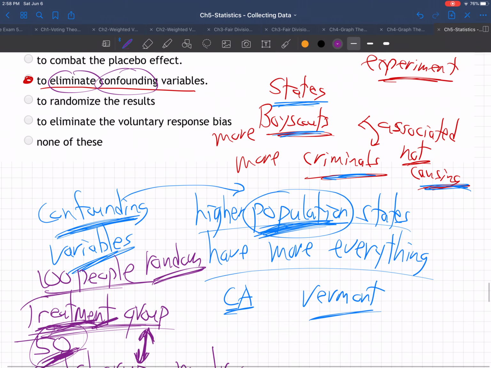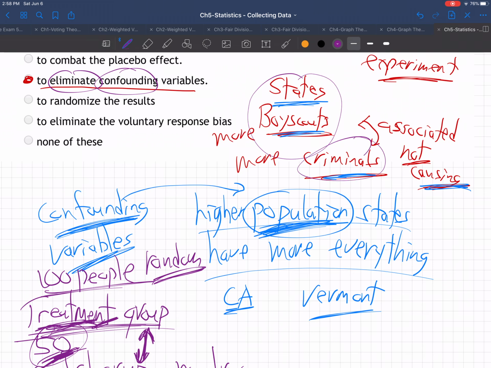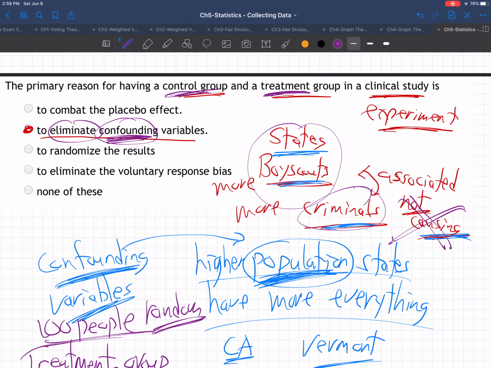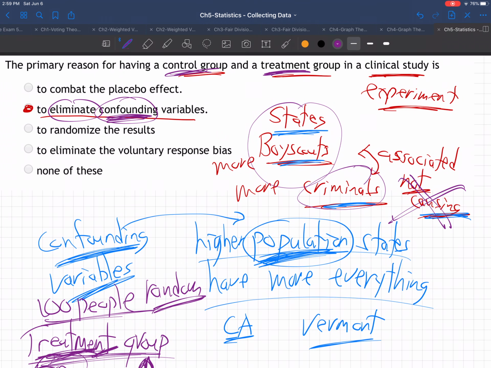Whereas if we just look at states and Boy Scouts and criminals, that's just observing. We didn't cause anything to happen there. You cannot determine causation. It's not causing. The only way you can determine causation, the only way you can get rid of the confounding variable, is having a treatment group and a control group.